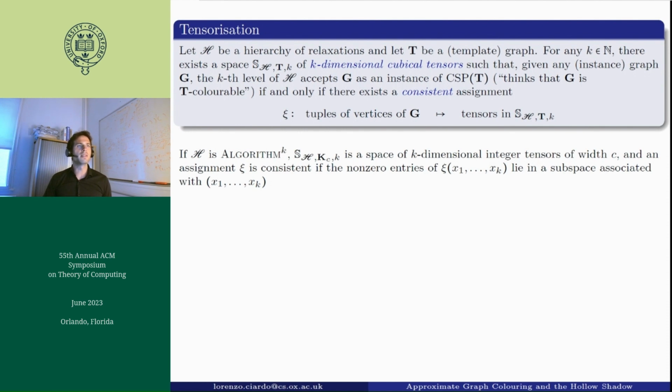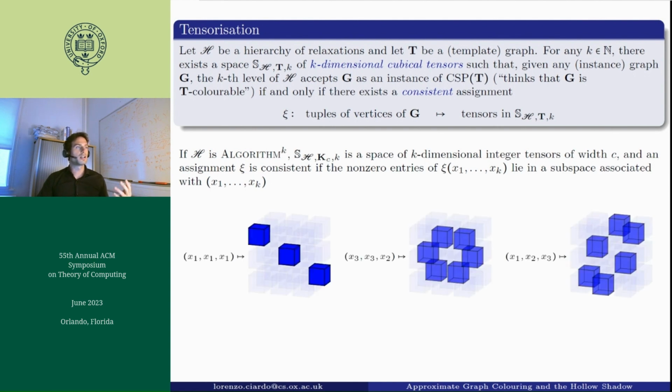this is a space of k-dimensional integer tensors of width C. So the width is the length of the side of any hypercube of any tensor in this space, and C is the number of colors. And an assignment is consistent if whenever I have a tuple x1 through xk of vertices, then the tensor I associate with it is such that all the non-zero entries lie in some subspace that is associated with the tuple. So a geometric notion of consistency in a way.